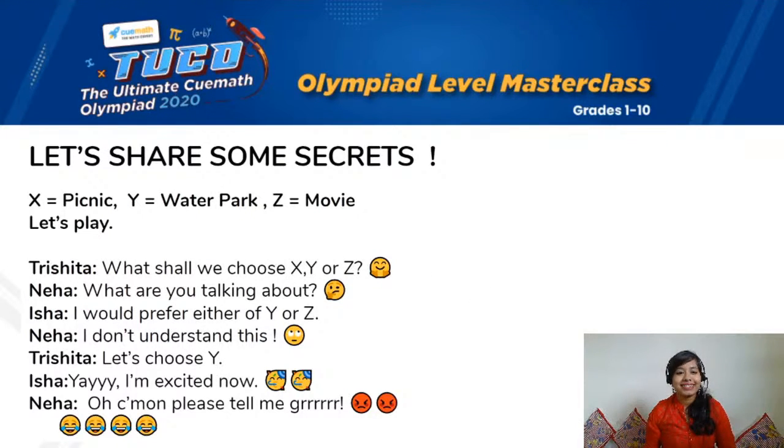All right, let's see this. Then I say that let's choose Y. And what's Y? Y is basically water park. So what are we exactly trying to discuss here? We are trying to discuss which place we choose out of picnic, water park and movie. Where do we want to go? Right? And we are playing with Neha. So Neha is kind of getting irritated that she's not able to understand what Isha and I are speaking, right?